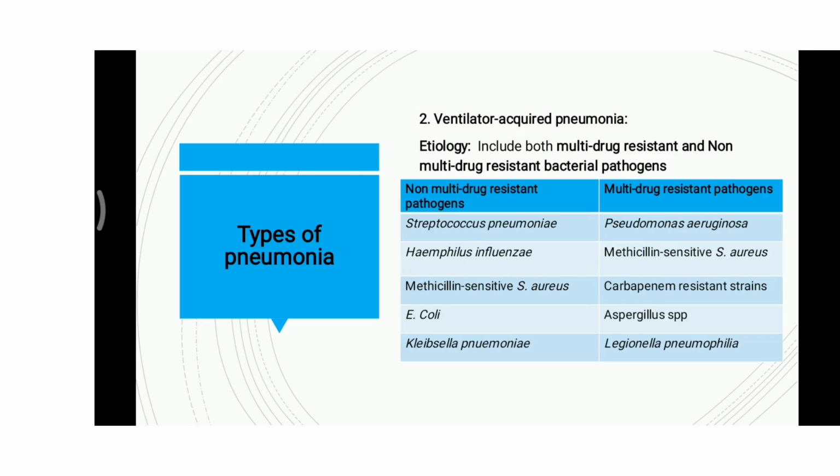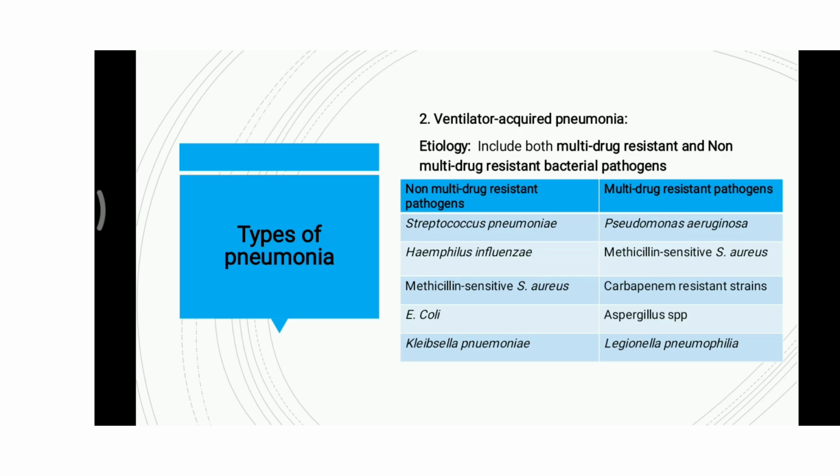The second type of pneumonia is ventilator acquired pneumonia, and the etiologic pathogens include both multi-drug resistant as well as non-multi-drug resistant bacterial pathogens. So in case of non-multi-drug resistant pathogens, Streptococcus pneumoniae, Haemophilus influenzae, methicillin-sensitive Staphylococcus aureus, E. coli and Klebsiella pneumoniae. So these are the non-multi-drug resistant pathogens.